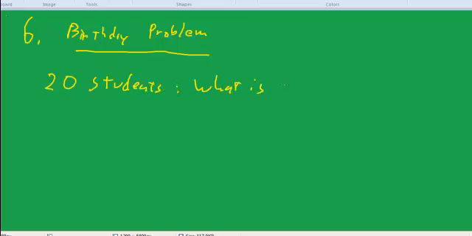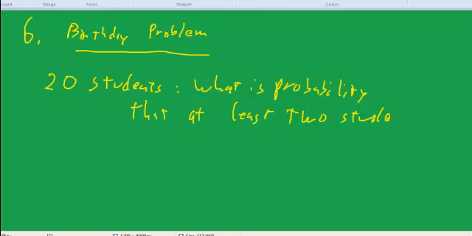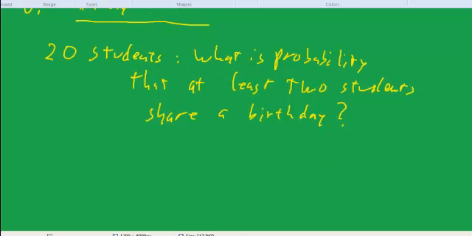What is the probability that at least 2 students share a birthday? So that's kind of a classic question. What is the probability that we're going to find a common birthday in a class of 20 students?